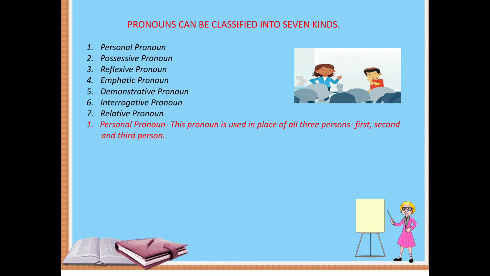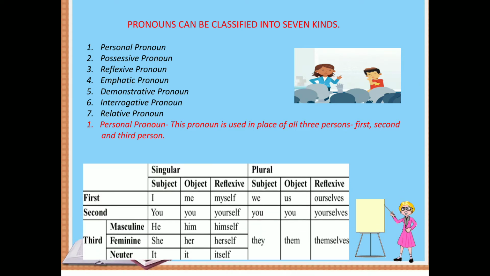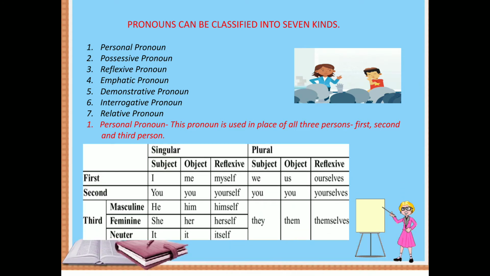So first of all, we will discuss the first one, personal pronoun. Let's read it. This pronoun is used in the place of all 3 persons, first, second and third person. Let us explain personal pronoun with the help of a table. So as you can see in the table, first person, second person and third person, and we are having singular and plural.